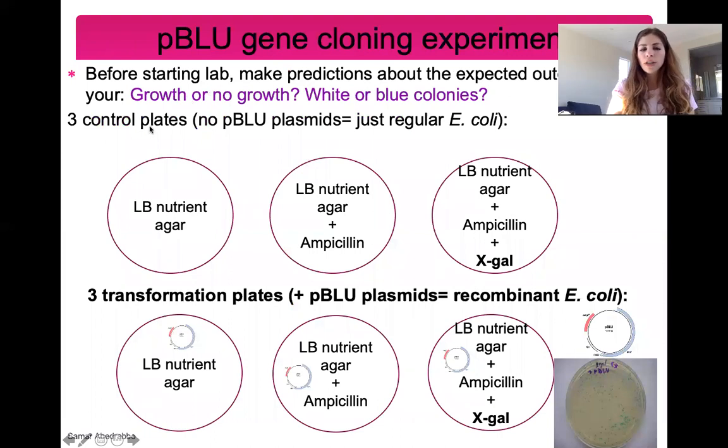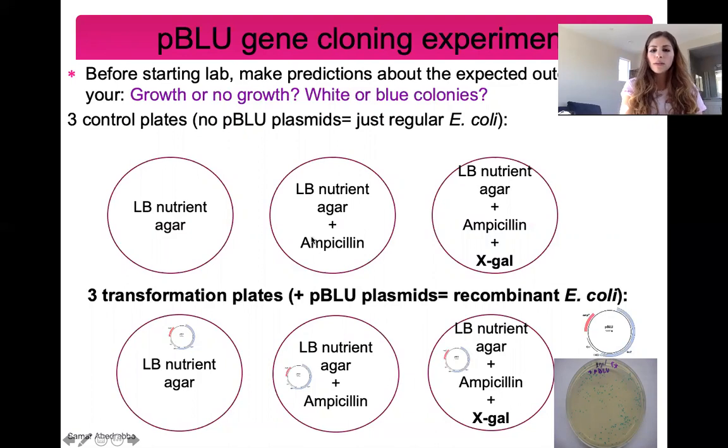You're supposed to grow your transformed bacteria and your control bacteria on different plates, and you're supposed to make predictions. So you have a tube of bacteria that has no pBLU in it, and a tube that does have pBLU. When we look at the bacteria that does not have the pBLU plasmid, just E. coli, forget pBLU, just E. coli, when we plate E. coli on regular agar, we should see growth. If we plate E.